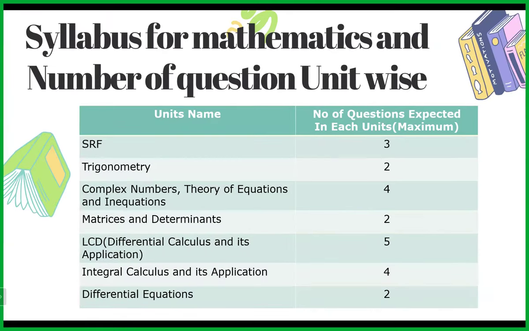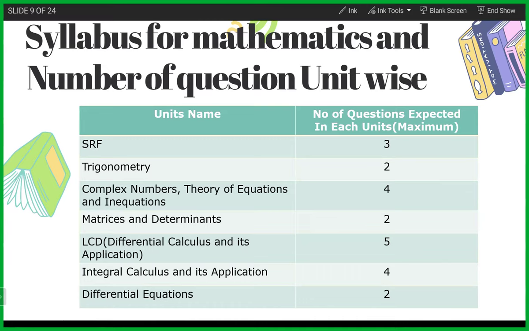Now, in the mathematics faculty, I will take the mathematics sections. The chemistry section will be taken by chemistry teachers, and the physics section by physics teachers. Okay, right. Now I will first introduce the syllabus and the number of questions in each unit. I will introduce it unit-wise because we don't have much time, so we cannot afford chapter-wise. So the first unit is SRF, that is set, relation, function. You will get maximum 3 questions from this section.